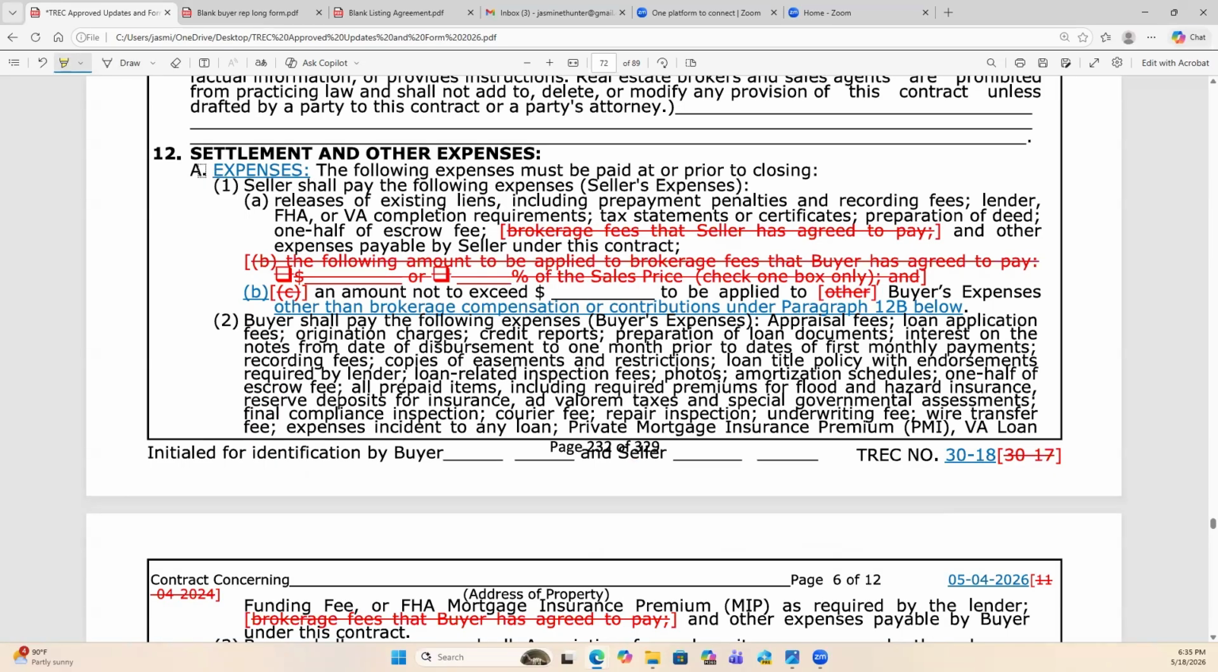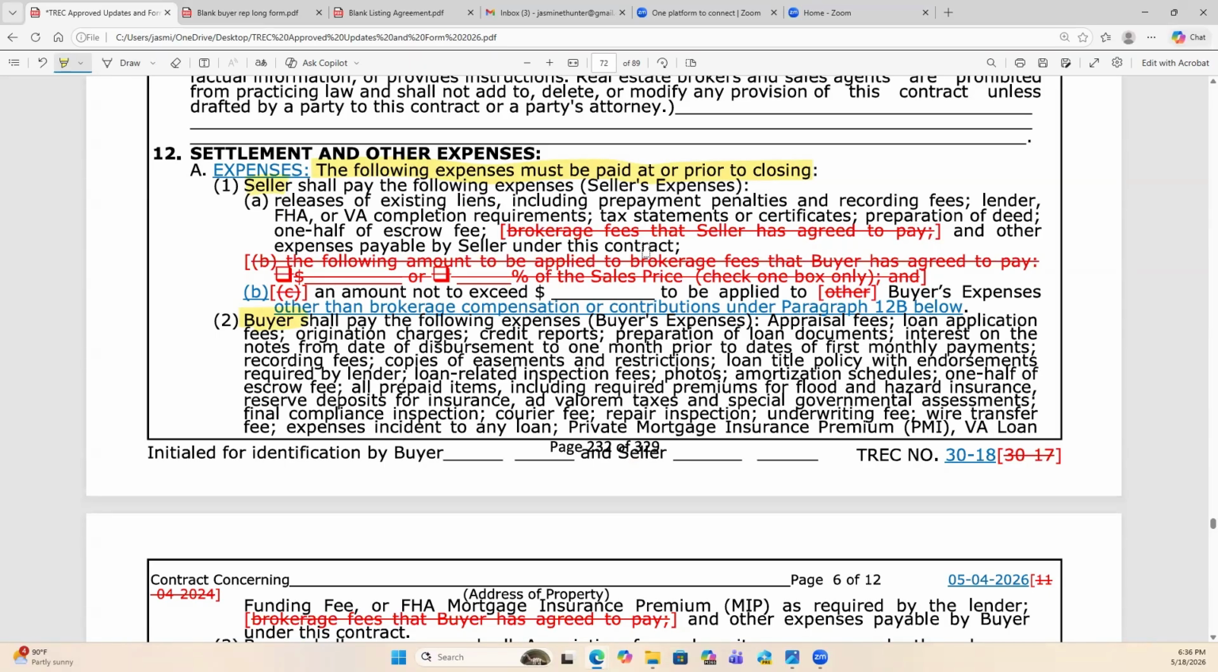Expenses. Okay, expenses here. The following expenses must be paid at or prior to closing. Who pays what expenses? The very first person that the paragraph identifies is the seller. Okay, so how you can read this is the following expenses must be paid at or prior to closing by the seller. Okay, so you see how there's an A and then an A1 and then there's a 2. So there's a difference. As soon as you get to number 2, now we're talking about the buyer. Do you guys see that? So I'm showing you how you read the contract. So we're talking about the seller's expenses only.